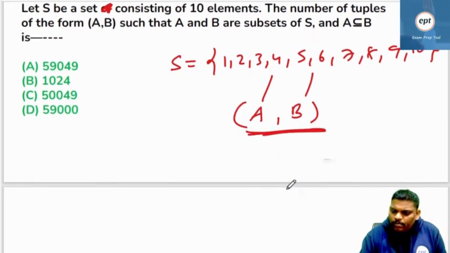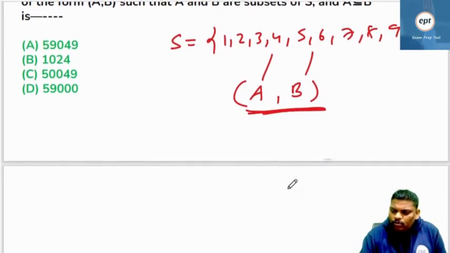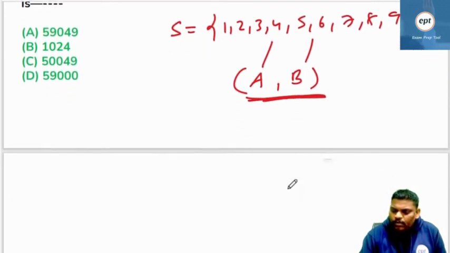So remember, from S whatever elements you take, remember A is a subset of B, and A and B are both subsets of S, and within A and B itself there is some condition: A is a subset of B.